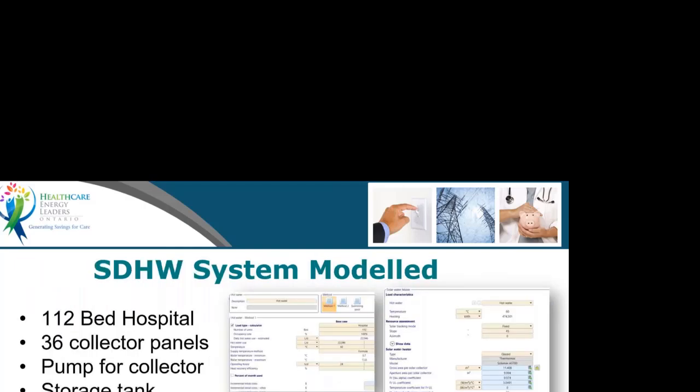So here's an example of a solar domestic hot water system. This was actually a hospital, a 112-bed hospital, with 36 collector panels, a pump per collector, and a storage tank. That system saved 48 tons of CO2, and 40% of the energy was actually provided by the solar system.